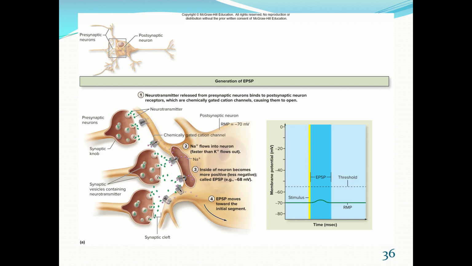This shows the generation of an EPSP, an excitatory postsynaptic potential. So number one here, the neurotransmitter released from the presynaptic neuron binds to the postsynaptic neuron receptors, which are chemically gated cation, or positively charged ion, channels, causing them to open. And so the sodium, basically. So once the presynaptic neuron opens the sodium channels on the postsynaptic neuron, sodium flows into the postsynaptic neuron, exciting it, bringing it towards the threshold.